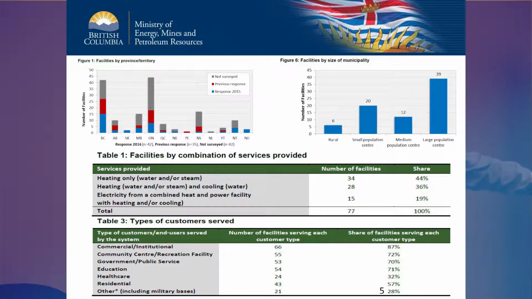The last one here, table 3 on the bottom. Most facilities, 75% of them, serve more than one customer. Some of the most common customer types include commercial, institutional, community centers, rec centers, government or public service buildings, and education. So they're often a very good anchor load for starting a district energy system and building out in the periphery.